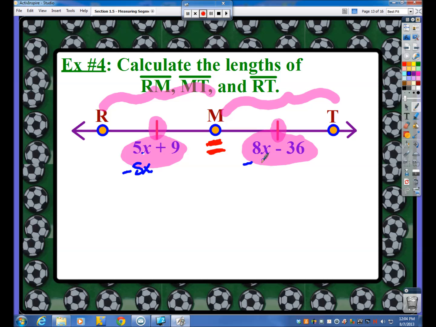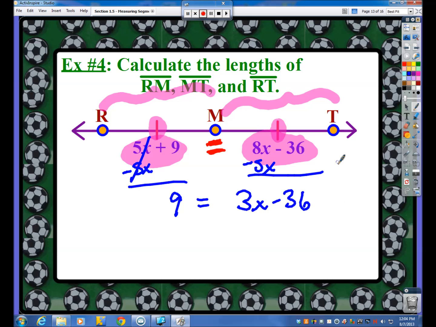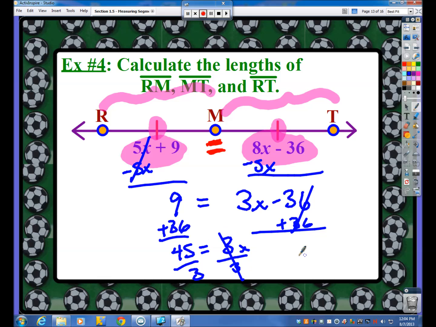Let's subtract the 5x over. Gone. So now we got 9 equals 3x minus 36. I'll add the 36 over to the 9. Gone. And that's going to be what? 45 equals 3x. Divide by 3. And x is 15. Now, is that an answer that I want to circle? Well, let's see. The directions said calculate the lengths of RM, MT, and RT. X really isn't an answer that I'm looking for, but I need to use it to figure out these three answers though. Okay? So let me erase a little bit of this here.